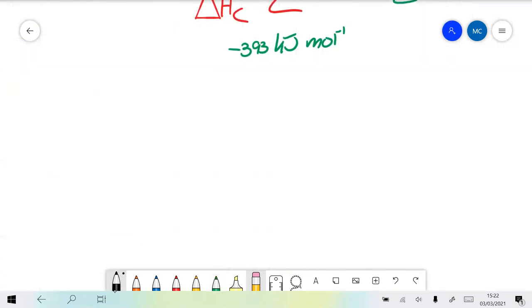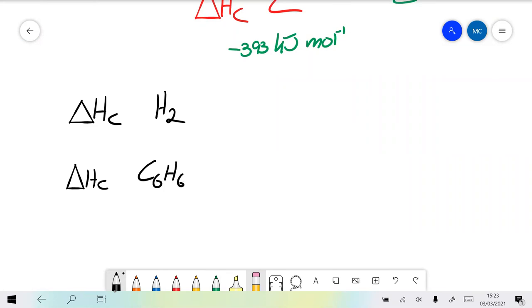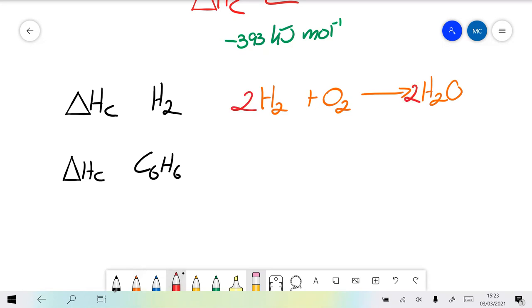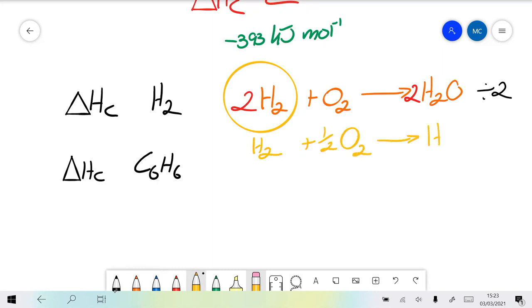Let's work a couple of examples: delta HC of hydrogen and delta HC of benzene. So hydrogen plus oxygen gives water. If we were to balance this equation as we normally would, and write 2H2 plus O2 gives 2H2O, this will not fit the enthalpy of combustion definition, because here I have 2 moles of hydrogen. So in reality, I would need to divide everything by 2, and I will obtain H2 plus half O2 to give H2O.